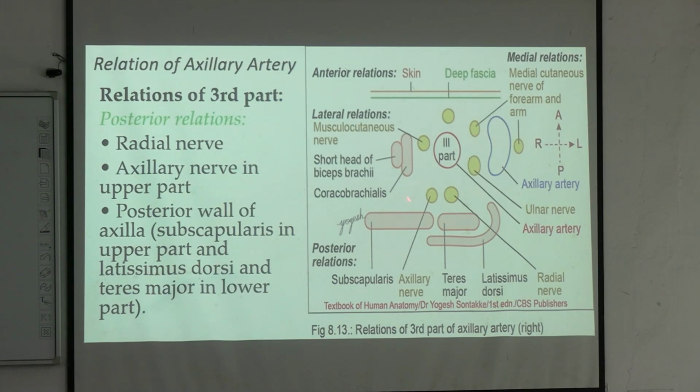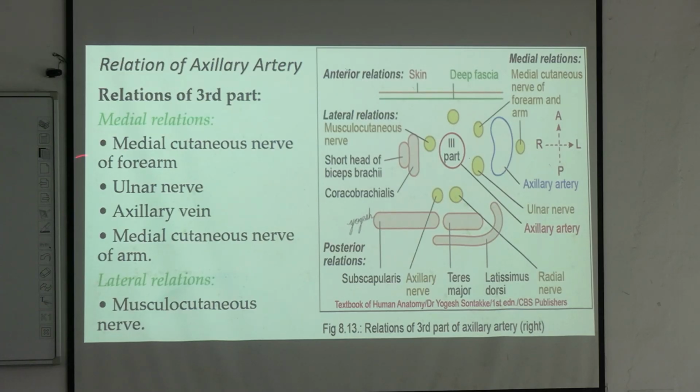Here is the radial nerve, axillary nerve in the upper part, and posterior wall of axilla formed by subscapularis in the upper part and latissimus dorsi and teres major in the lower part. Subscapularis in the upper part, teres major and latissimus dorsi in the lower part, posterior wall. Next, we are going to medial relation. Medial relation is formed by medial cutaneous nerve of forearm and the arm here.